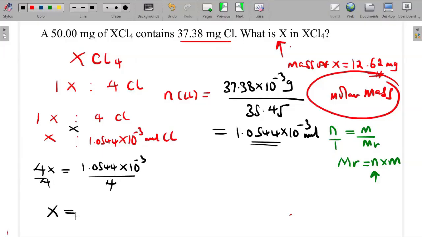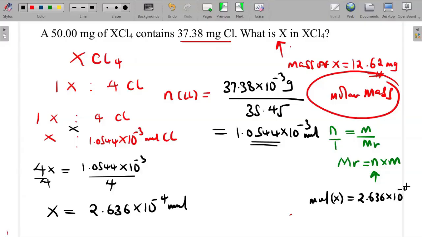So the moles of X will simply be, okay, we can punch that on your calculator. So confirm with your calculator that you get approximately 2.636 times 10 to the power minus 4 moles. And these are the moles of X, okay? So moles of X is simply 2.636 times 10 to the power minus 4 moles. Okay, those are the moles.